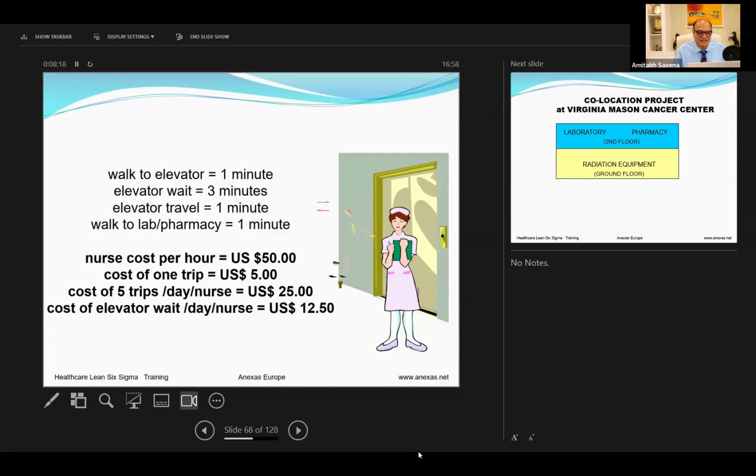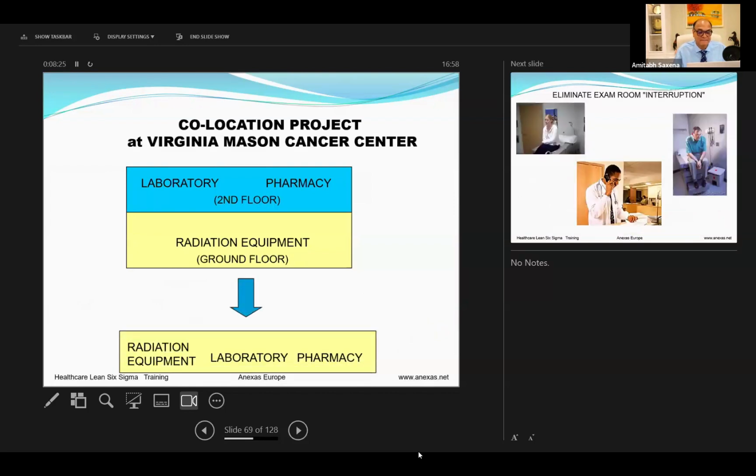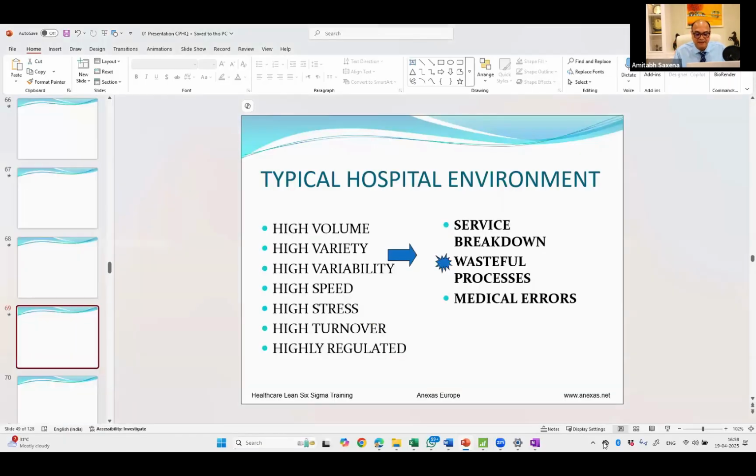So, lab and pharmacy on the 2nd floor, radiation equipment on the ground floor. Again, why not bring them on the same floor? We also do a spaghetti diagram. Spaghetti diagram means we make a diagram.